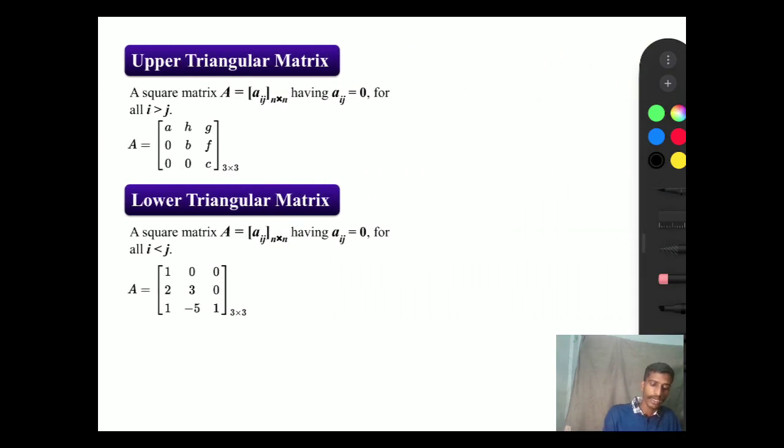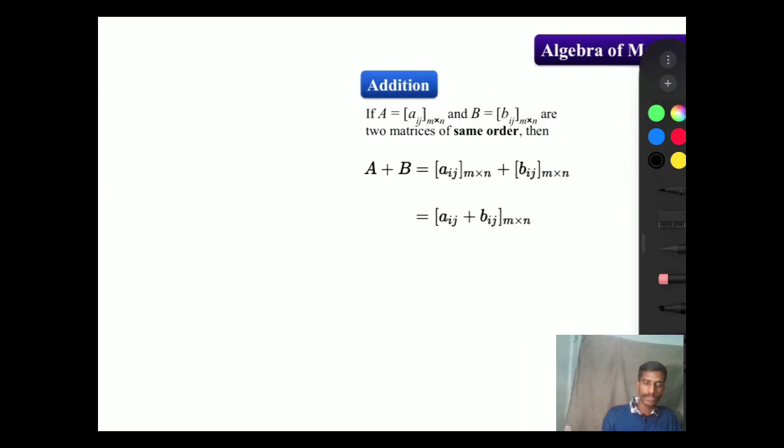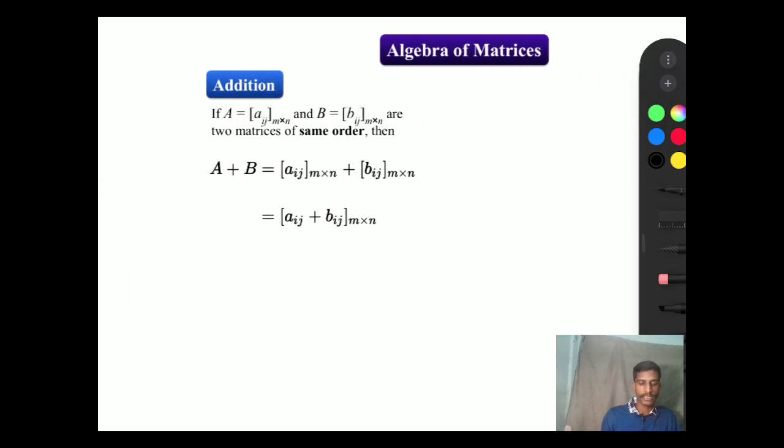Now we move to another matrix, that is the upper triangular matrix. Whenever a matrix forms a triangle in the upper section, we can say that it is an upper triangular matrix. And if we make a triangle in the lower section, then it is a lower triangular matrix. Now that's all for the types of matrices.